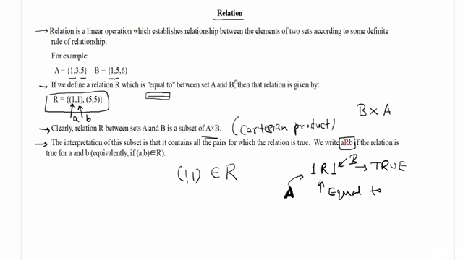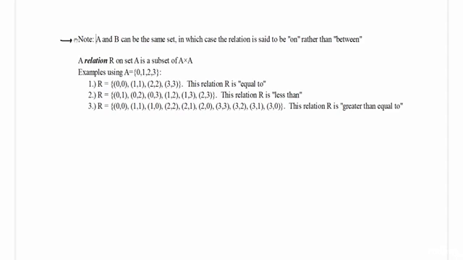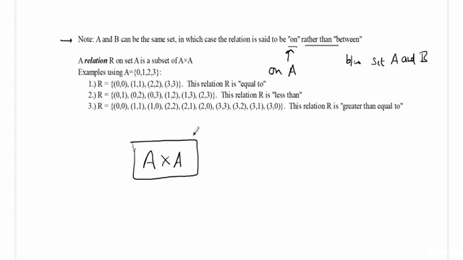And here is an important note: the sets A and B mentioned here can be the same also. So when A and B are the same, in that case the relation is said to be on rather than between. When it was A and B, we said R is a relationship between sets A and B. But when it is just for one set, it will be on A, which means it will be a relation on set A such that it is a subset of A cross A. Relation on set A means it will be a subset of A cross A.